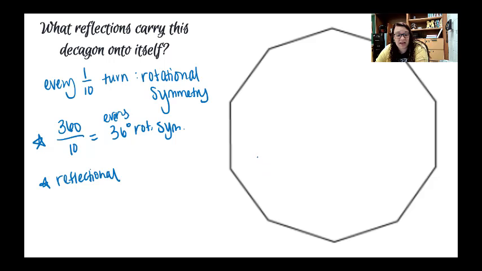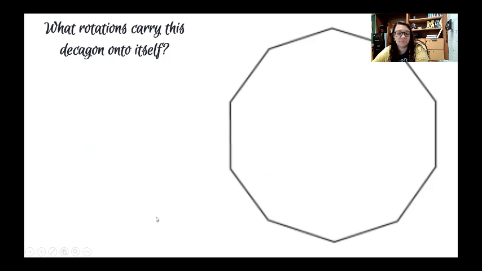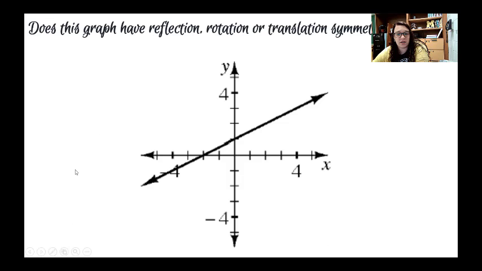And that's pretty much all we got. Translation symmetry is kind of weird, but look at that next. Oh, whoops, rotations, we already talked about that. All right, different idea. Here is a graph, and I want to know if it has reflection, rotation, or translation symmetry.